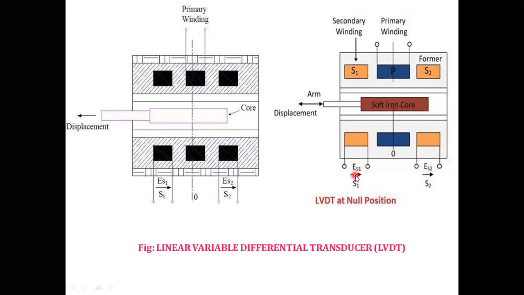To the primary winding I am going to give the AC excitation signal, and depending upon the soft iron core movement, I am going to acquire the resultant output voltage in terms of the secondary voltages: across secondary winding S1, ES1, and across secondary winding S2, ES2. Depending upon the arm movement, I am going to get the variation in the secondary winding voltages.